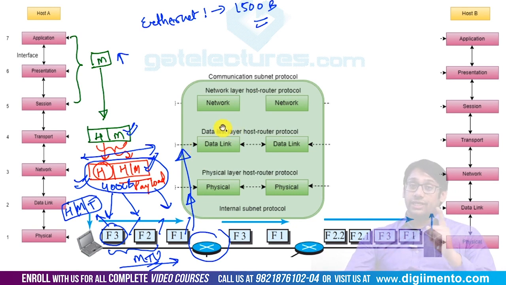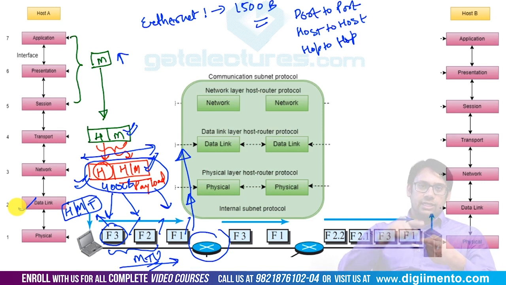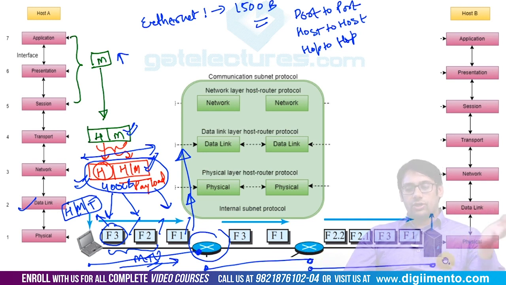As I told you multiple times, there are three kinds of connectivity: port to port connectivity, host to host connectivity, and hop to hop connectivity. This data link layer deals with hop to hop connectivity. It deals with sending the data from one hop to another hop. And what are the hops here? This host to this first router is one hop. From this router to the next router is another hop, and from there to the next router is another hop.